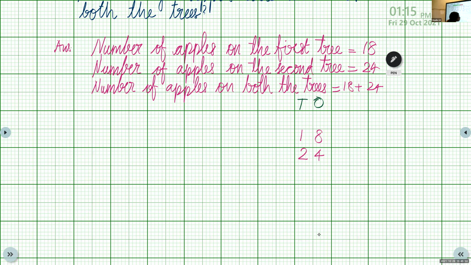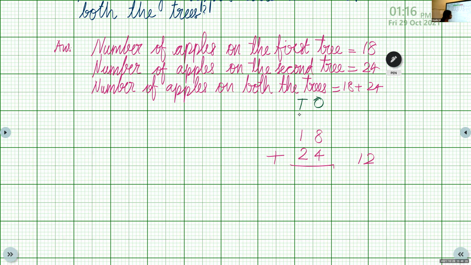Now we are adding, so plus symbol. Now at ones place we can see it's 8 and 4. We are starting with the ones place. 8 plus 4 is equal to? 8 plus 4. What's the answer? 8 plus 4, Parvati? 12. Equal to 12. So here we can see 1 ten and 2 ones. So ones place we can see the number 2 that we can write here. The 1 ten will carry to the tens place.